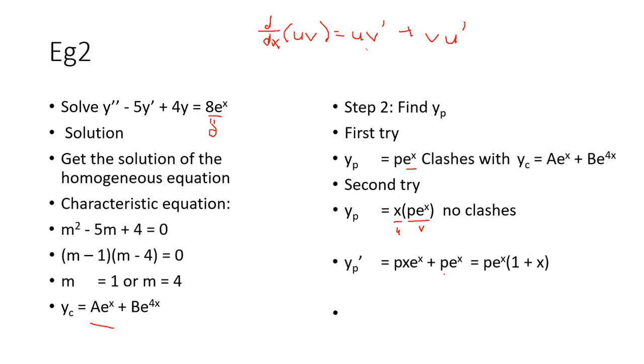So this one, the second term is actually my v u prime. The first term is actually my v prime. And then I factor out the p exponent x. So 1 plus x. Then you need to differentiate one more time. Again, this is the u. This is the v. Using the product rule again to get your second derivative.